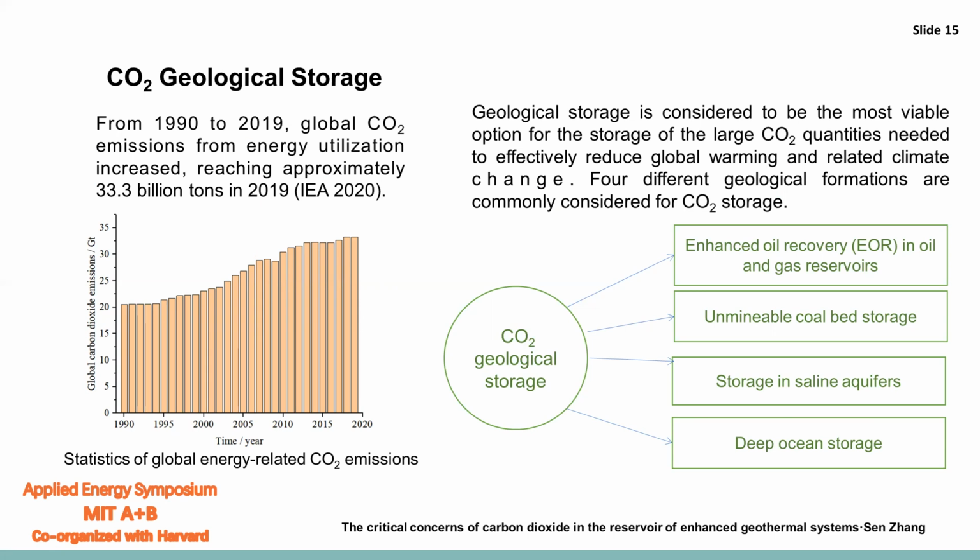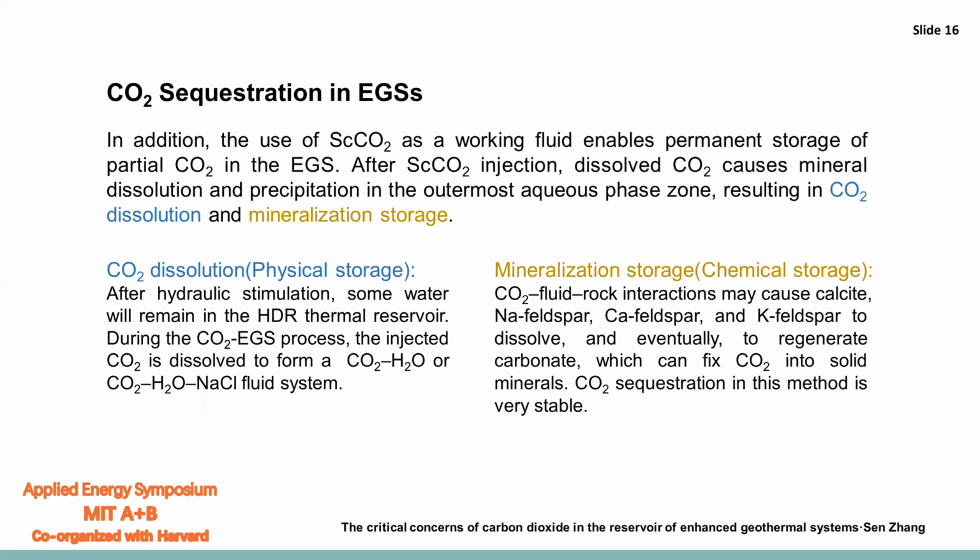But in addition to these 4 formations, there's the potential to have CO2 sequestration in EGS. After supercritical CO2 injection into the hot dry rock reservoir, the dissolved CO2 causes mineral dissolution and precipitation in the outermost aqueous phase zone, which is the zone 3 we talked about previously. This results in CO2 dissolution and mineralization storage. The dissolution is a physical storage, but the mineralization storage is a chemical storage.